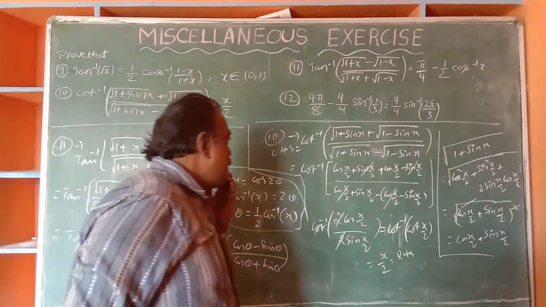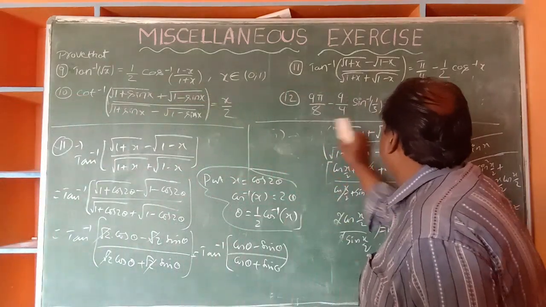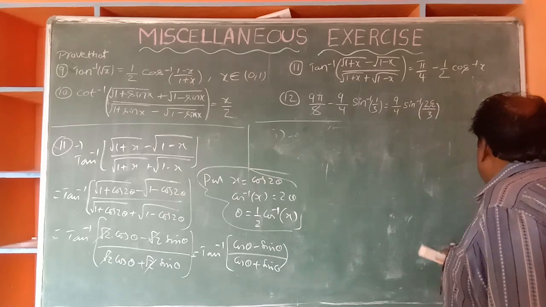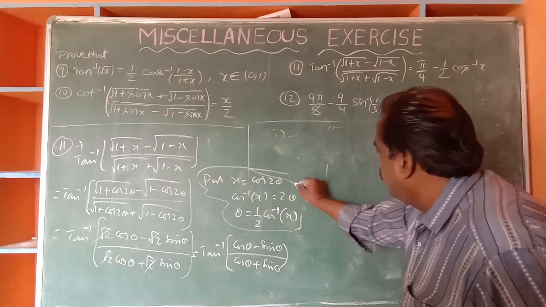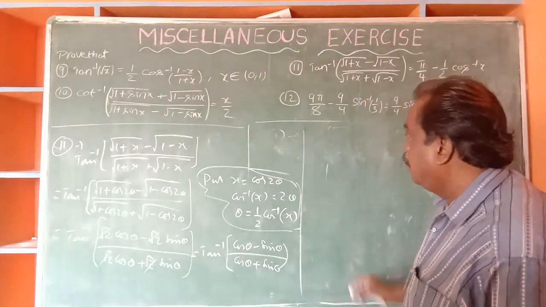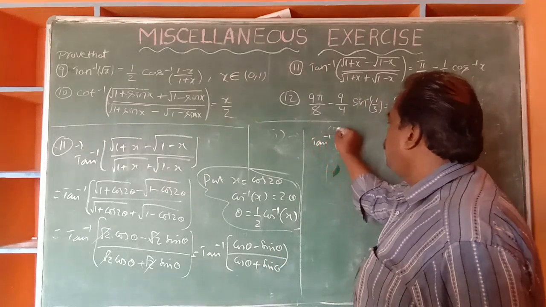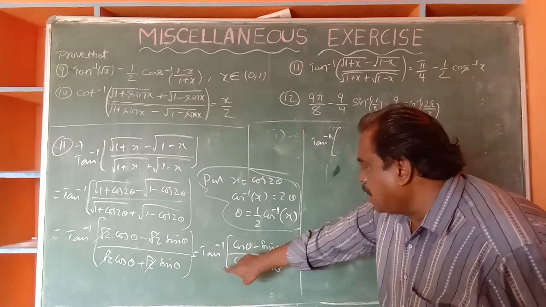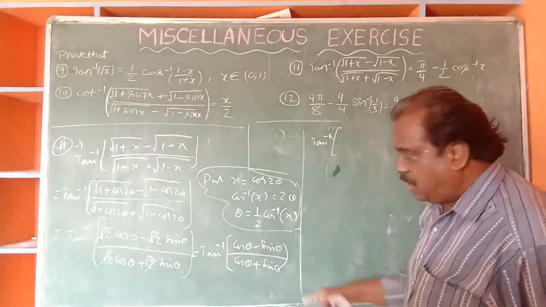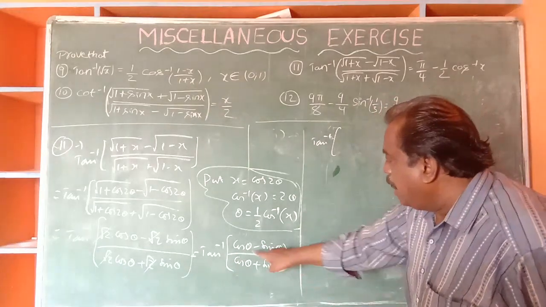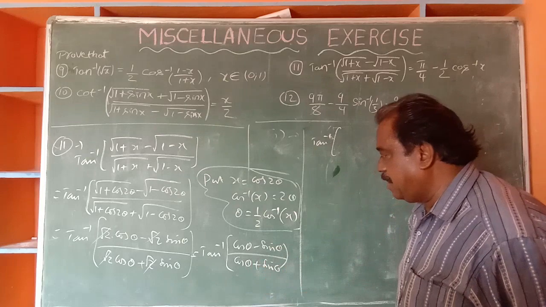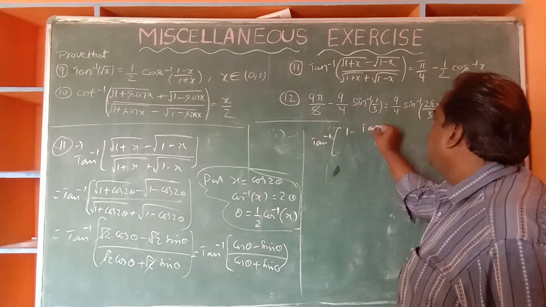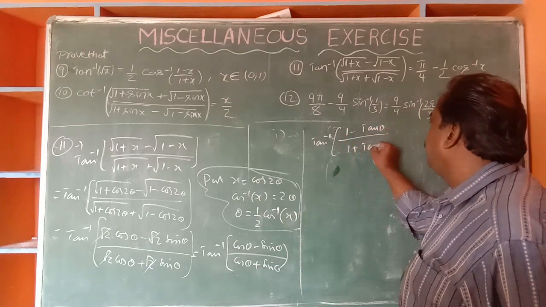Now observe. It is tan inverse of... I am taking cos as common. Actually, the formula is all given in the theory. Cos theta minus sin theta by cos theta plus sin theta: if you divide with cos theta, we get (1 minus tan theta) by (1 plus tan theta).